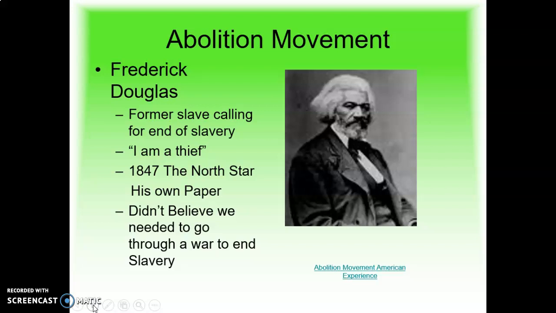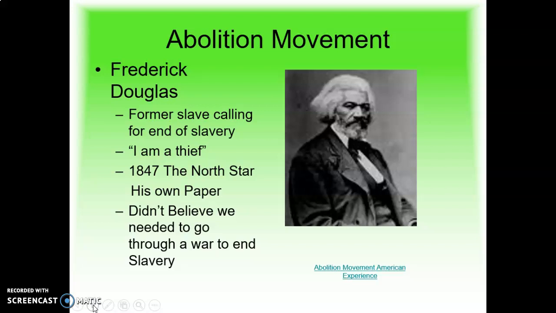In 1847, he opens his own newspaper, the North Star. And in this paper, he does not believe we need to go through a war to end slavery. He worked for the Liberator for a number of years. He worked for William Lloyd Garrison, and he just came to believe that we didn't need to go through a war to end slavery. And here's why.